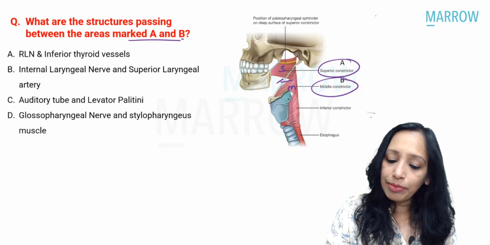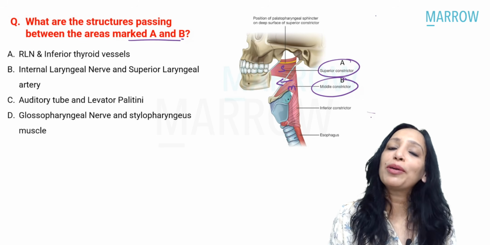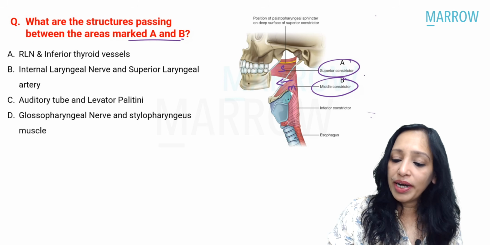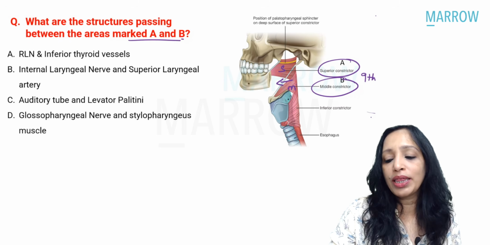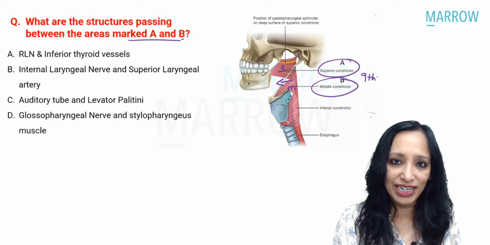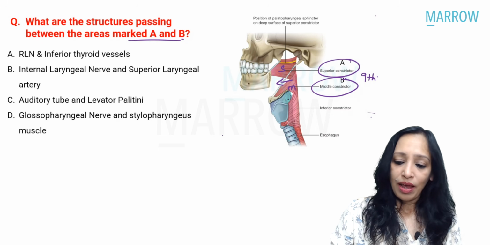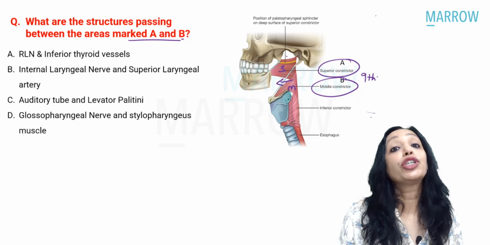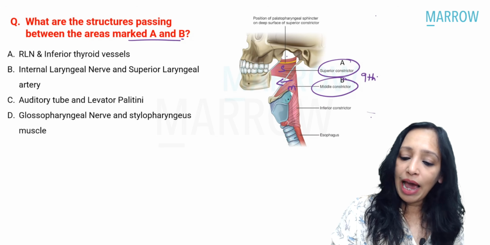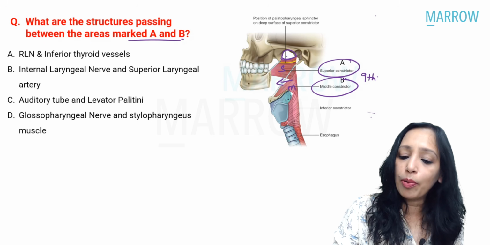So it is this gap that is being asked. What are the structures that pass through here? Yes, we have the ninth cranial nerve, that's the glossopharyngeal, along with the only motor supply of the glossopharyngeal, that is the stylopharyngeus. Okay, so we have the other gaps also, which are important for our exams. So we need to know that.